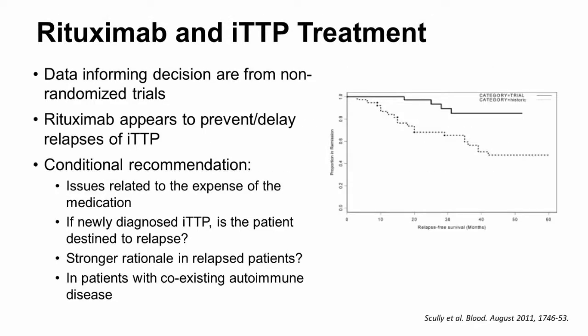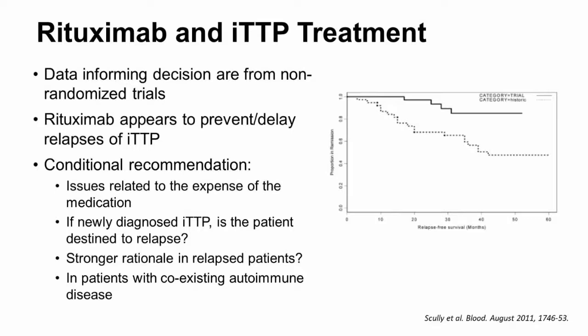This low certainty evidence really stems from the fact that the data informing these decisions in these 2 cases are from non-randomized trials, usually using historic controls. As you can see on the right, some of the data published from the UK group and Marie Scully's group in London looked at relapse-free survival in patients who had early initiation of treatment with rituximab in acute TTP.